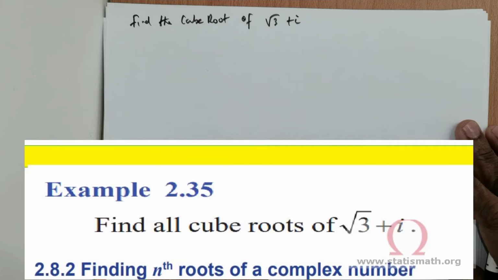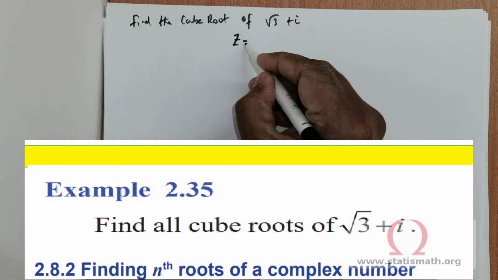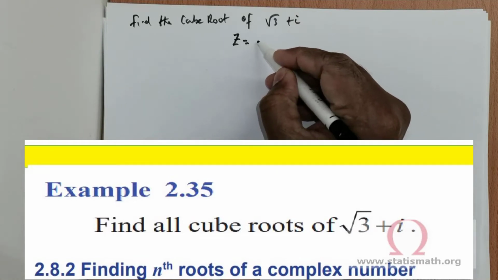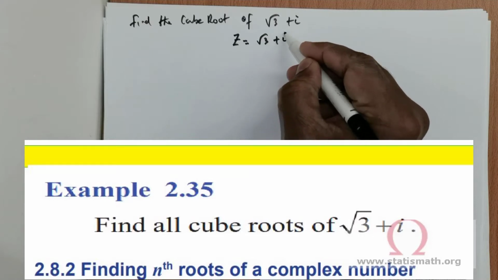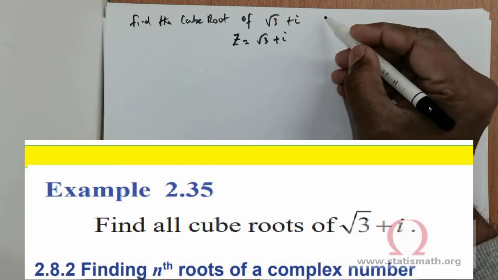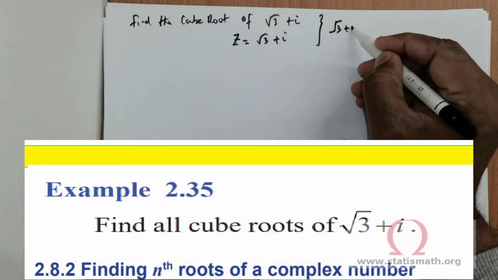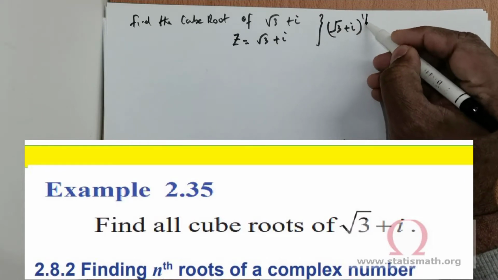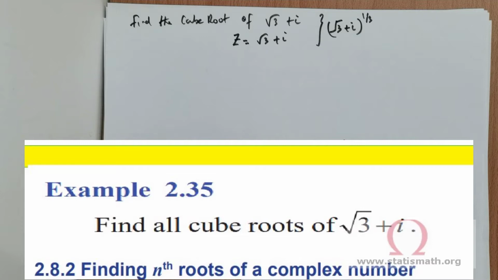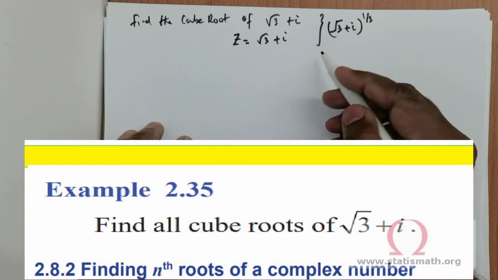Students, we are given this question: find the cube root of √3 + i. So this is the complex number we have been given, z = √3 + i. Now we are expected to find the cube root of this. In other words, they are asking you to find (√3 + i) raised to the power 1/3.